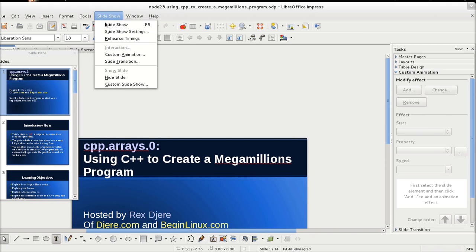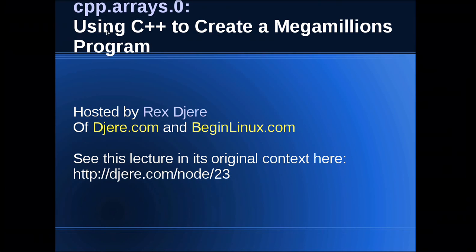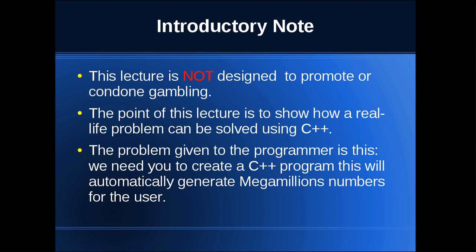My name is Rex Jerry of jerry.com and beginlinux.com. The title of today's lecture is C++ Arrays.0, using C++ to create a Megamillions program. You can see this lecture in its original context at jerry.com/node/23.